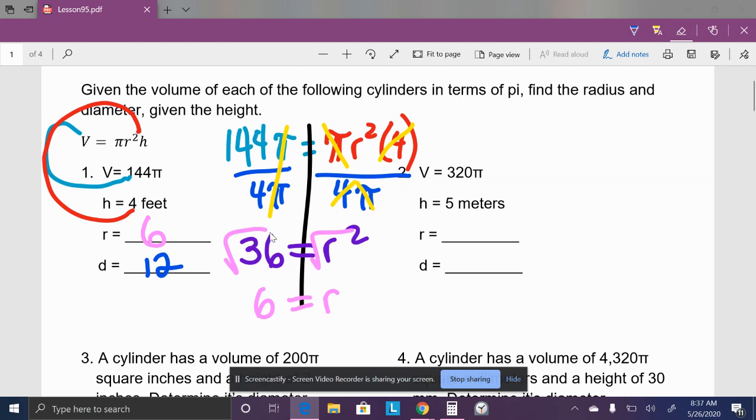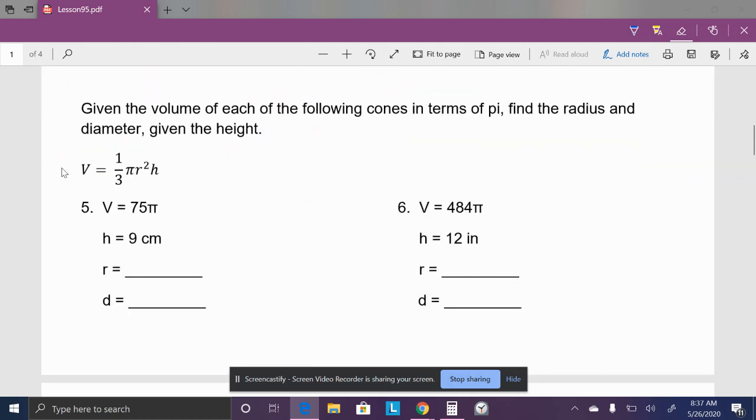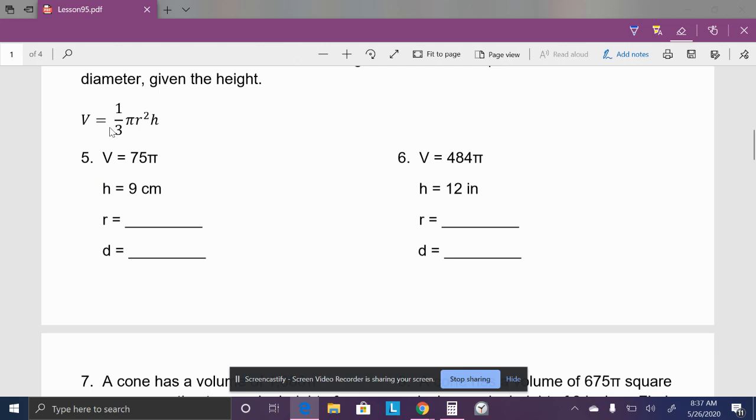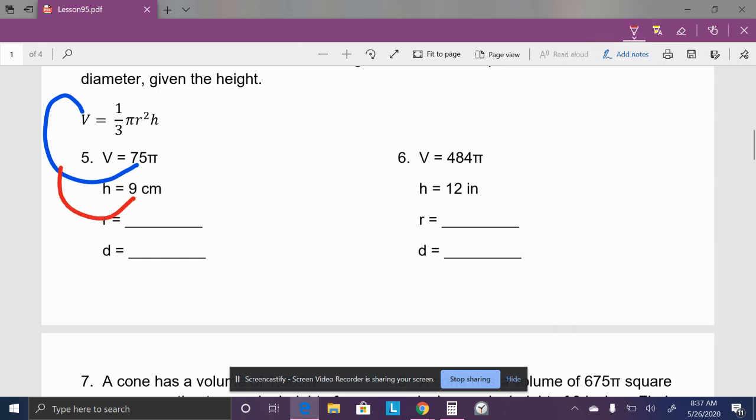Okay, let's look at another type of formula. We saw a cylinder. Let's look at a cone. So in this one, they give us the cone formula. They tell us the volume, and they tell us the height. So the same thing with this one. We plug in for V, and we plug in this one for H.